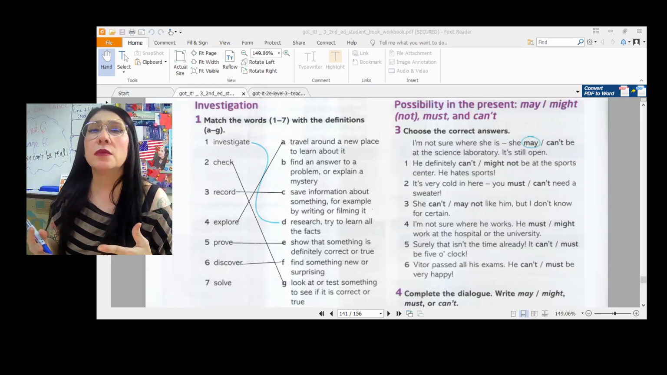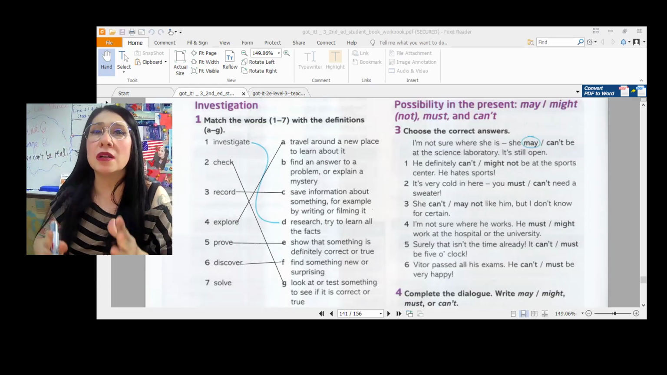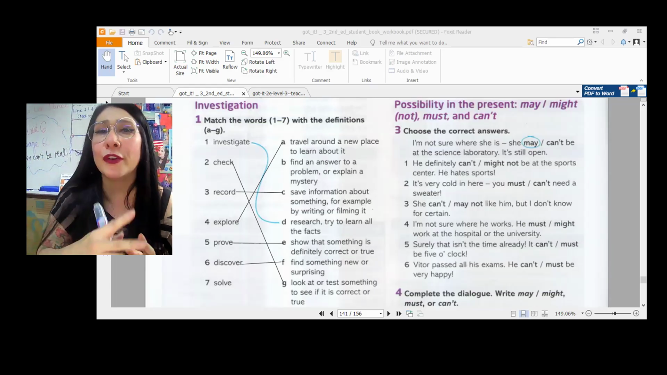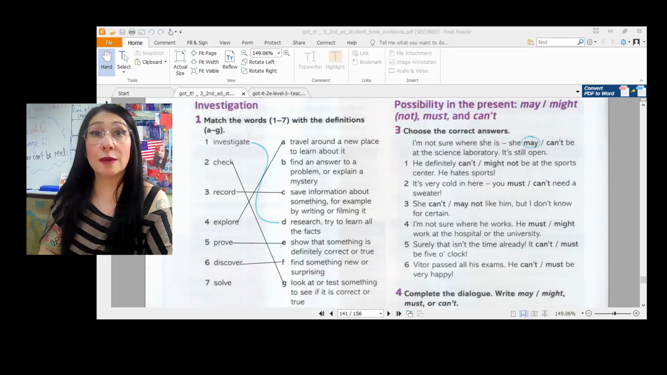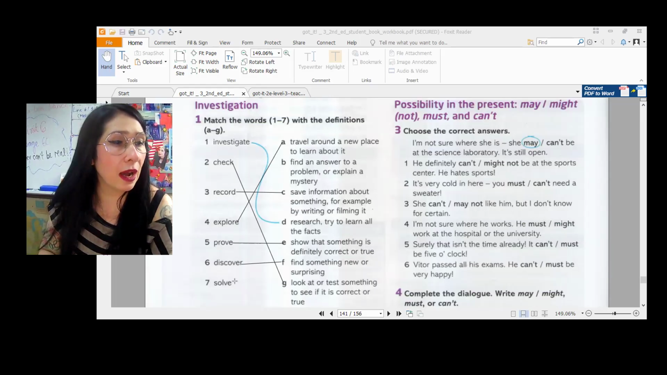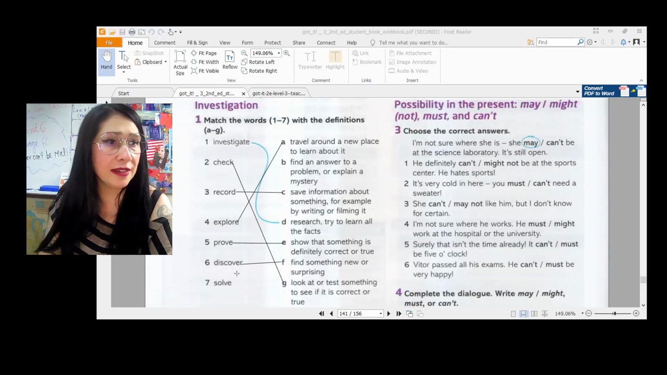Find out means descobrir coisas. Figure out means chegar a conclusões. So figure out and find out, we must choose these two phrasal verbs rather than discover, okay? When it comes to everyday English. Now solve means to find an answer to a problem or explain a mystery. Okay, so I hope you got them right.